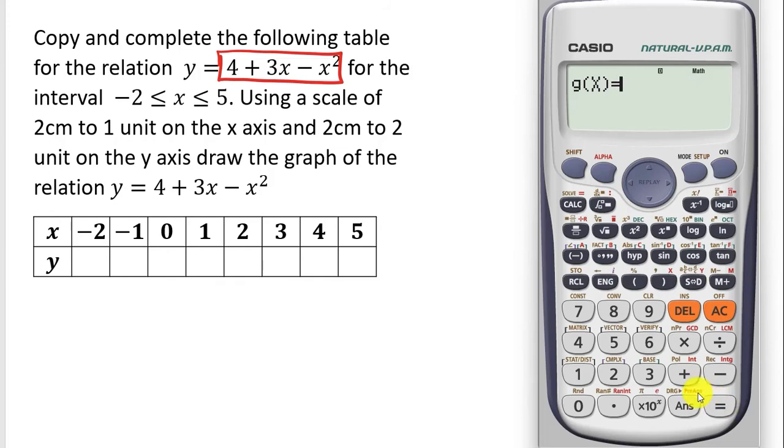We're going to get g of x. That is another function, but we have only one function here. So we are going to move on. You press the equal to. Okay, and then it will come say start.